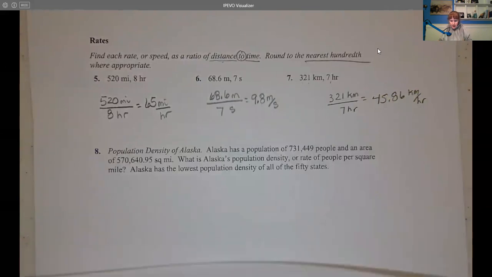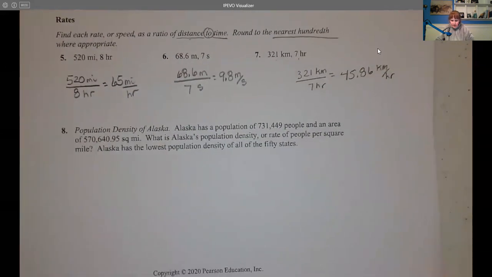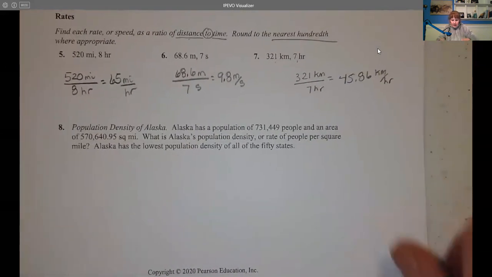Good. All right, let's look at number 8. I'm just looking at some more story type problems, trying to get them set up, and then we'll look at solving them in the next section. Population density of Alaska. Alaska has a population of 731,449 people and an area of 570,640.95 square miles. Well, that's quite a bit. What is Alaska's population density?